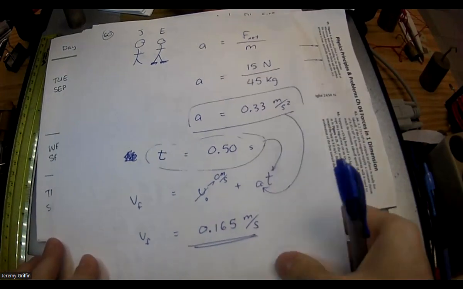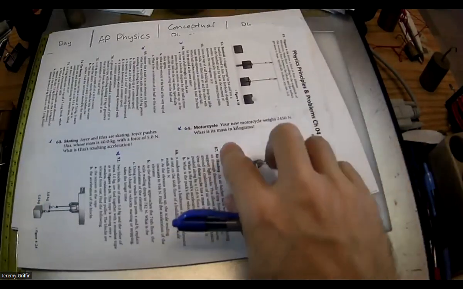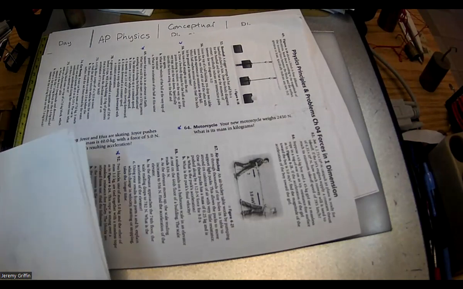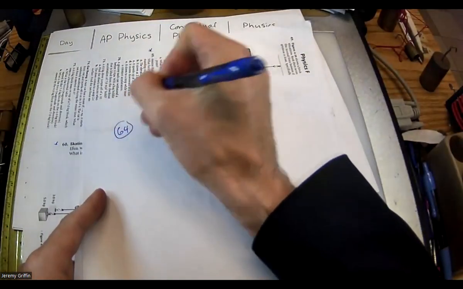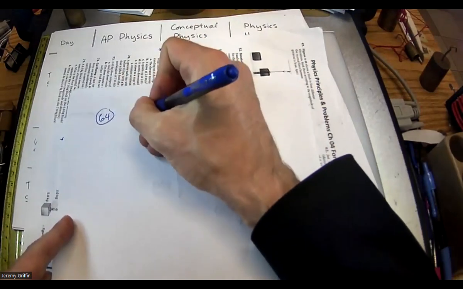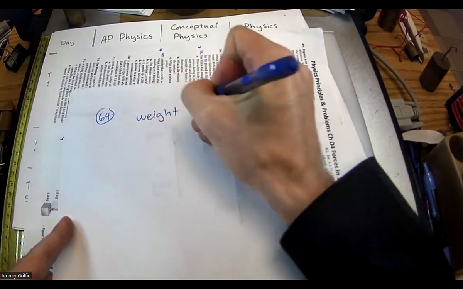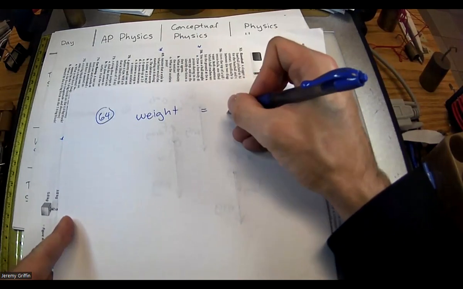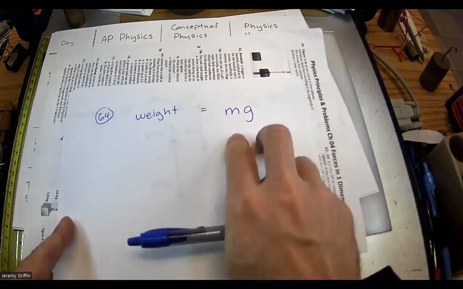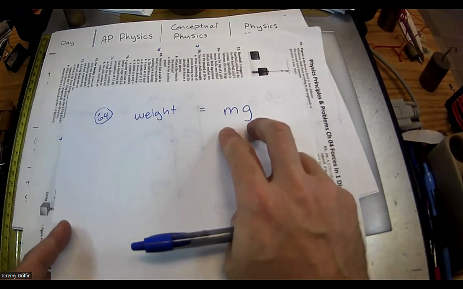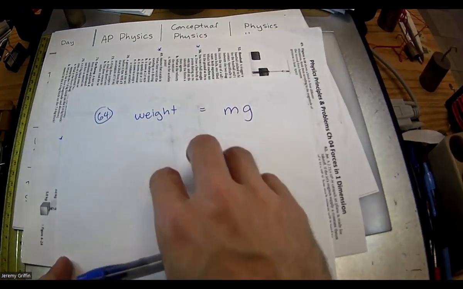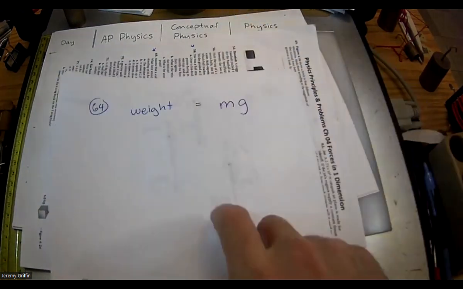Let's take a look at number 64, the motorcycle. Your new motorcycle weighs that many newtons. What is the mass in kilograms? Okay. So you guys remember how I've been writing weight? Weight equals, how have I been labeling those free body diagram forces with weight? mg, right? Which is two variables multiplied together. It's mass times gravity field, isn't it? Right. So if you knew two of these things, couldn't you solve for the third? So they told you the weight in newtons.